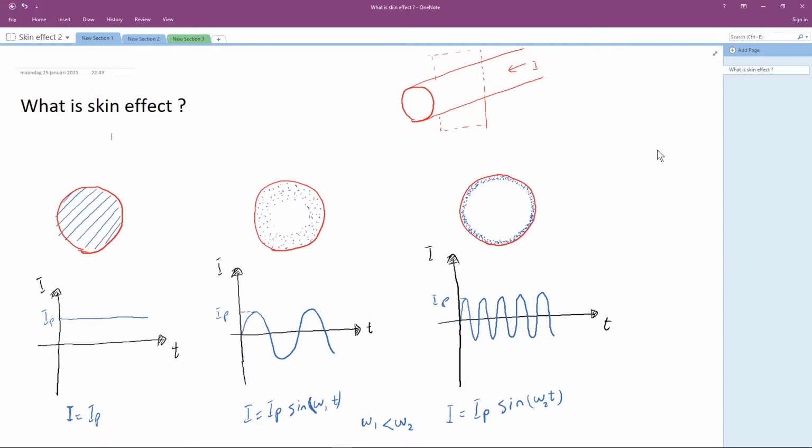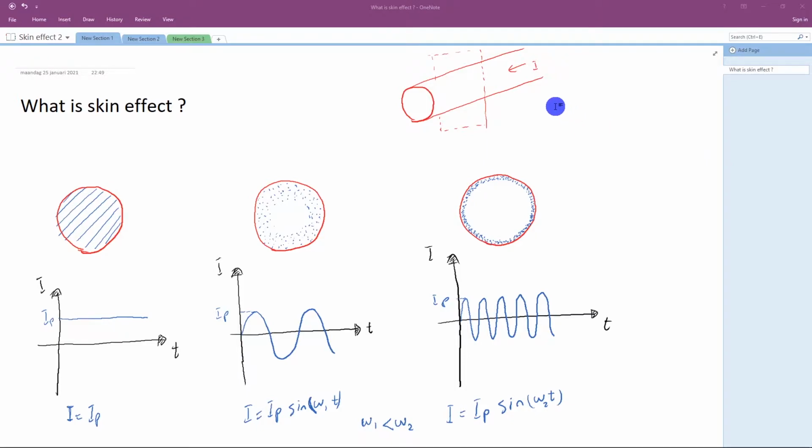In the next video I will explain the physical phenomenon that causes the skin effect, and we will solve Maxwell's equations to obtain the formula for current density, due to the skin effect in a round wire.